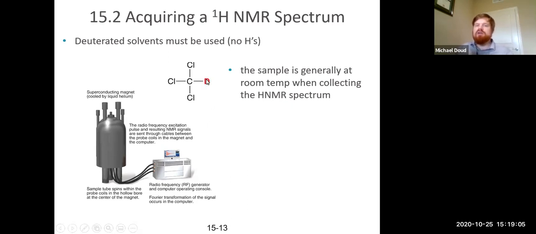So we just replace the hydrogen that's in chloroform with deuterium. Deuterated chloroform is the most commonly used because it's relatively cheap. There's only one hydrogen to replace. So you can get 50 milliliters of this for something like $20, $25. On the other hand, sometimes your sample doesn't dissolve in chloroform.